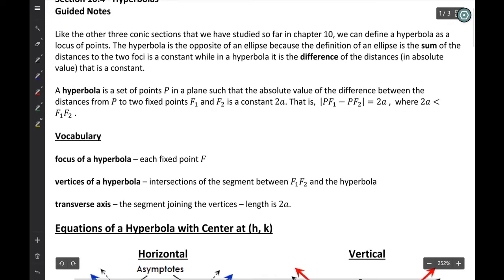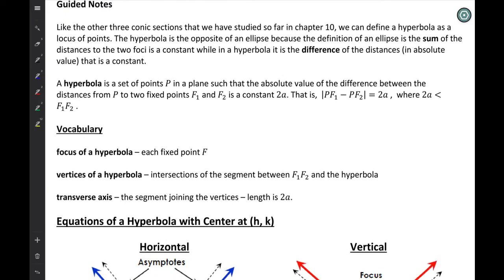So some vocabulary real quick. The focus of a hyperbola is the fixed point F, and the vertices of a hyperbola are the intersections of the segment between F1 and F2 and the hyperbola. Those are your vertices. And then the transverse axis is the segment joining the vertices, and this distance is 2a. So it's a straight line between the two.